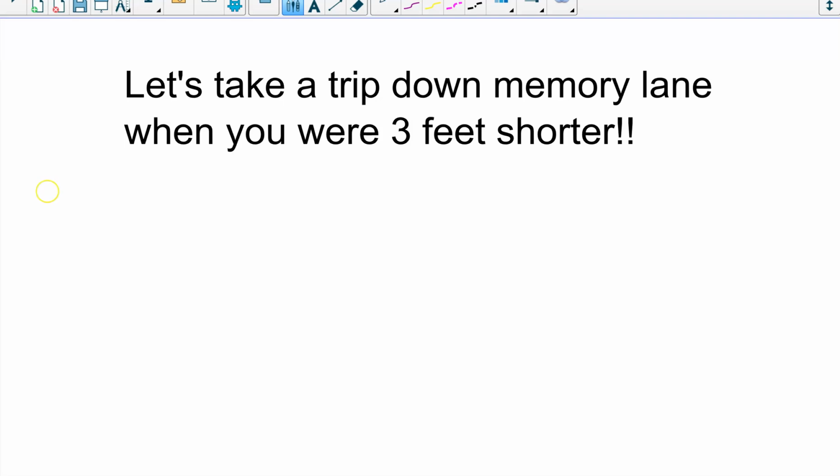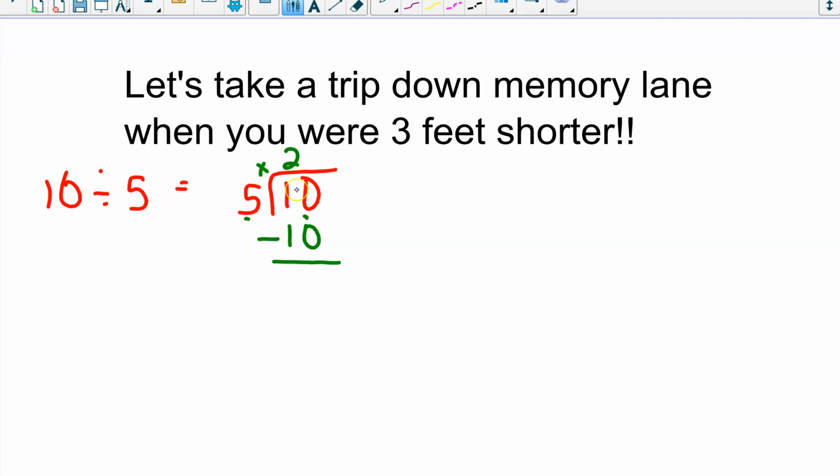So if you had, for instance, 10 divided by 5, you would say, how many times does 5 go into 10? And you would put it up here. And then 2 times 5 is 10. So you'd multiply that, and then you draw the line, change the sign, and add. And that was your remainder. And if you had no remainder, a remainder of 0, you would say 10 divided by 5 is just equal to 2.